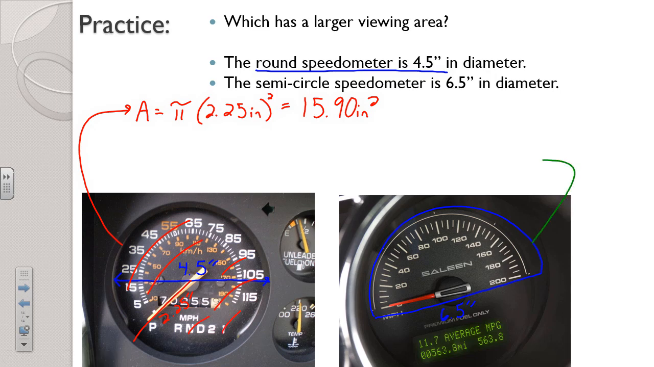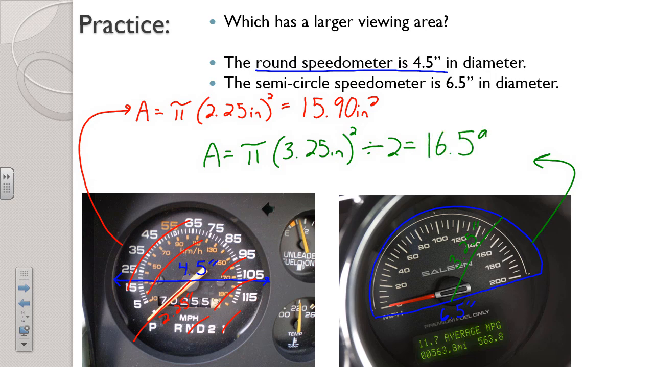The one on the right, the area of that one is pi times, what's our radius here? Well, our radius for the one on the right must be half of 6.5 or 3.25 inches. So pi times 3.25 inches squared. But of course that one's only a half of a circle, so we need to divide that one by 2. And when you divide by 2, you get 16.59 square inches. So this one on the right, even though it's a half a circle, actually has a slightly larger viewing area.